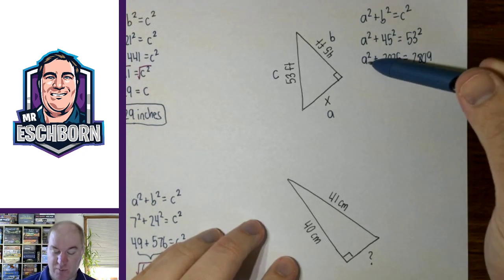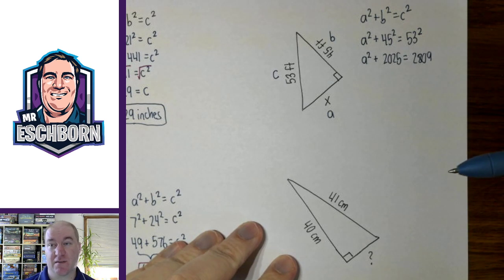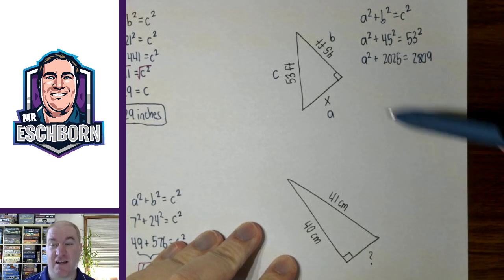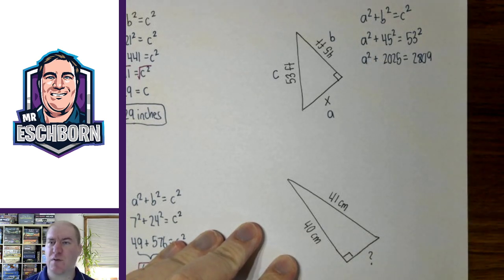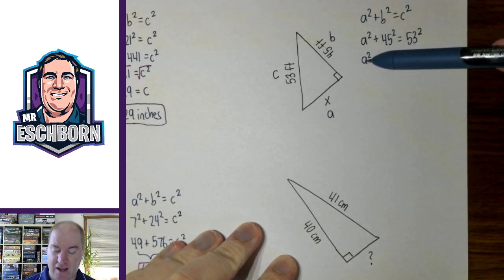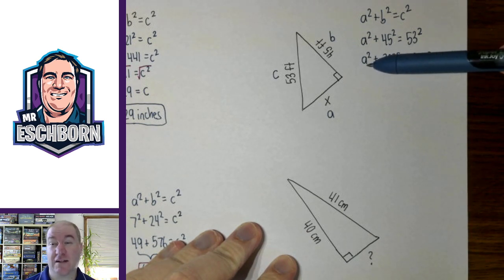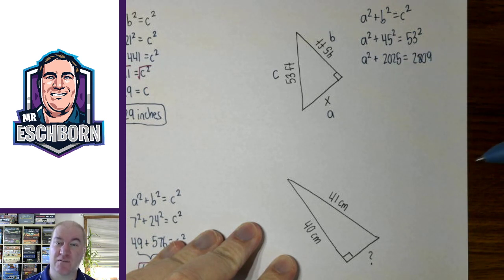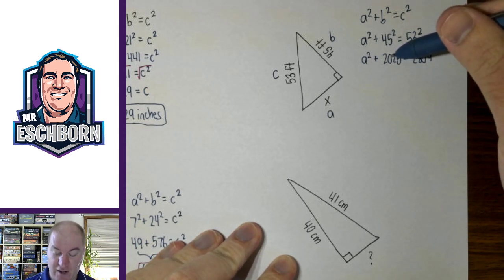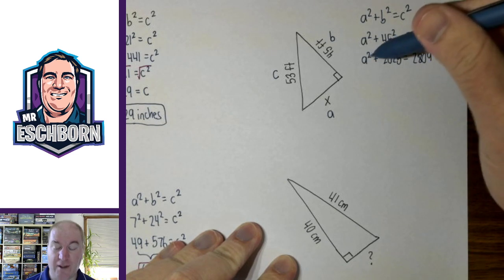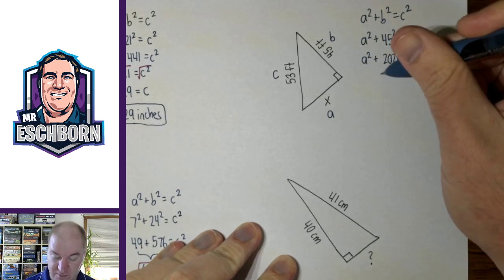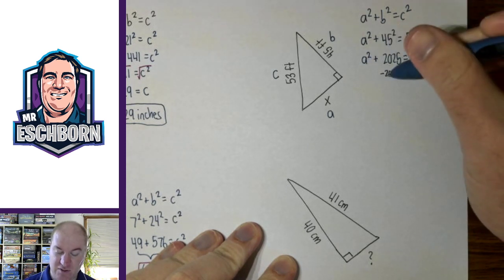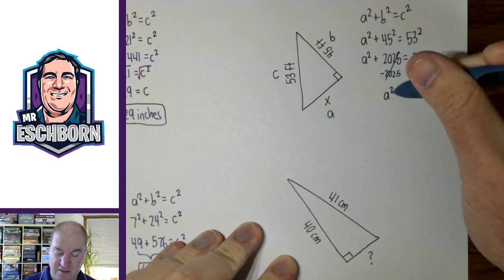In the last two problems, we were able to add these two numbers because they were both numbers. And now in this one, we can't add these two because I don't know what a squared is. So think back to how to solve an equation. If I have an unknown, I'm going to work to get it alone by undoing all the parts of it using inverse operations. So if I want to get this 2025 to go away, to get away from the a squared, I'm going to subtract 2025 from both sides.